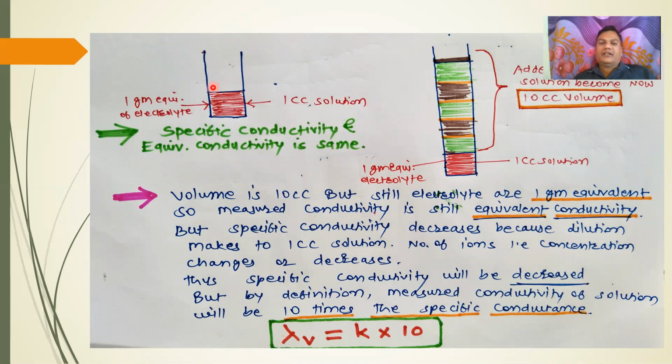And specific conductivity K, it is the conductivity of 1 cc of solution. Now solution is not 1 cc, it is diluted, so its specific conductivity no doubt decreases because concentration decreases, आणि specific conductivity ही concentration वर depend असल्यामुळे त्यामध्ये आपल्याला डिक्रीज झालेली दिसून येते. So specific conductivity decreases, but now we will calculate equivalent conductivity.